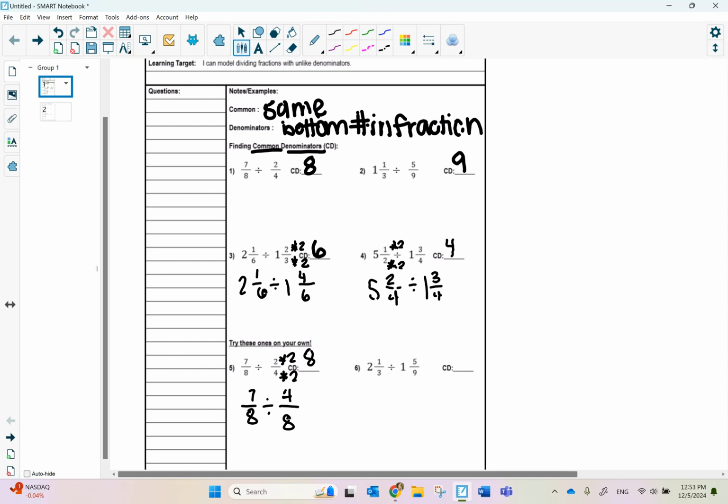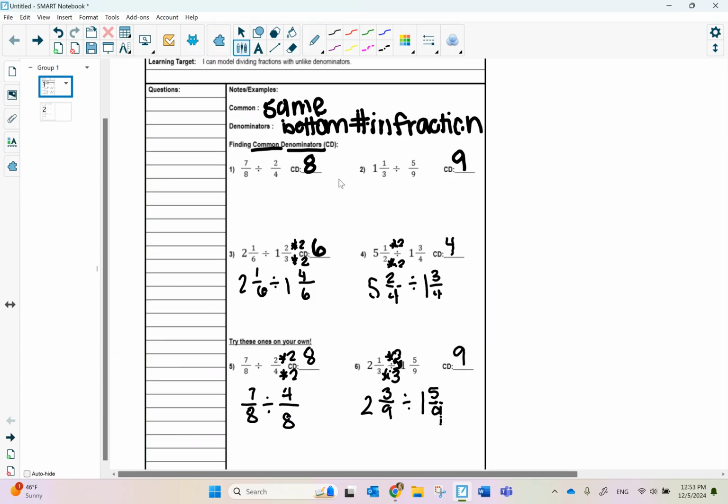Here, a 3 can become a 9. So our common denominator is 9. To make a 3 into a 9, we do times 3. Our 2 stays the same. 1 times 3 is 3. 3 times 3, 9. Our second fraction in this one is going to stay the same because it is already out of ninths.